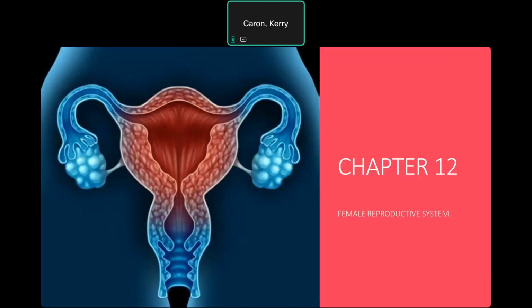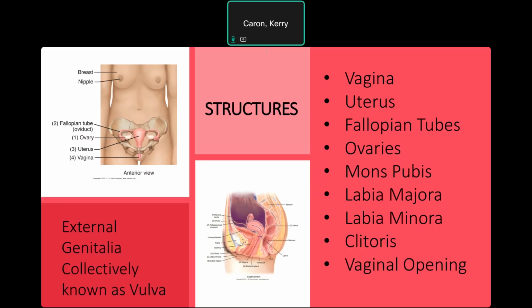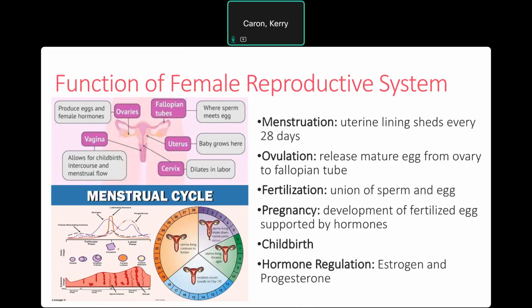Okay, this is ALHS 1090, Chapter 12, the Female Reproductive System. This is the female reproductive system. So this is an overview of the anatomy. Here are some of the functions of the female reproductive system. We will be touching on some of these things in parts of our medical terminology.